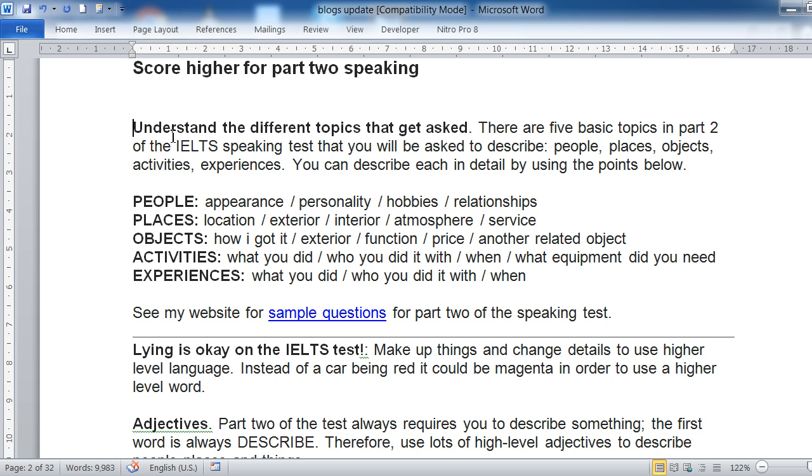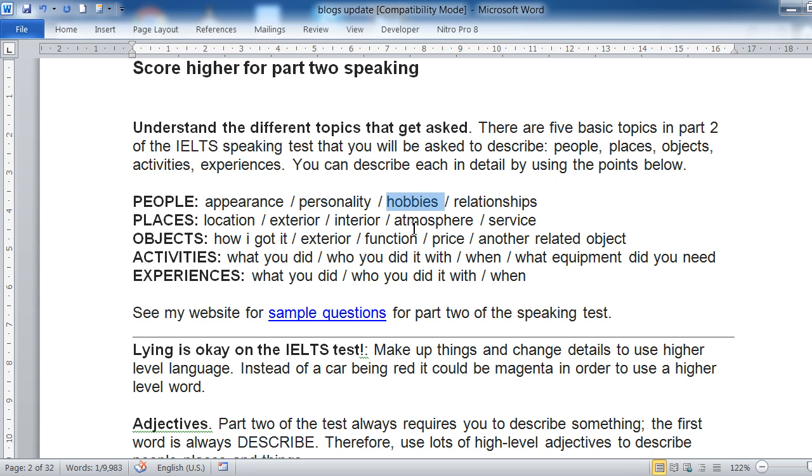So one of the first things that I encourage you to do is to try and understand the different topics or themes that get asked. Now, with each of these 5 different themes, we can talk about different aspects. For instance, if it's a question about a person, we can talk about their appearance. We can try and use some high-level language for appearance, such as beard, moustache, goatee beard, ponytail. Okay, we can talk about the person's personality. What sort of person are they? Are they an extrovert, an outgoing person? Are they an introvert, a shy person?